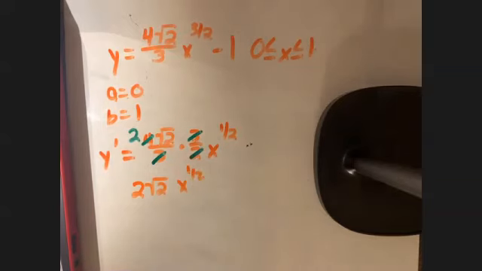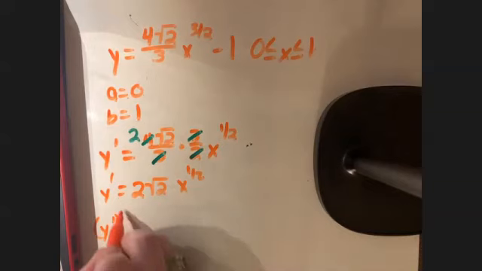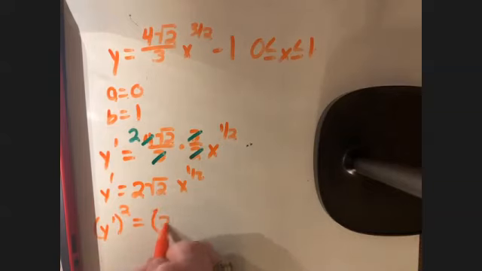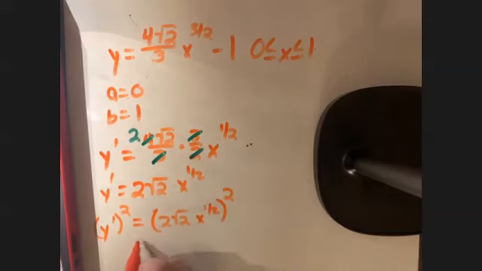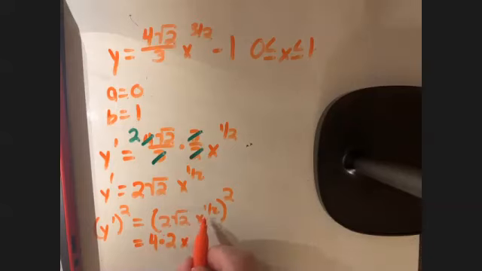Now, when we put this into the formula, we actually need to have it squared. So I'm going to do 2 square root of 2 x to the 1 half, and we're going to square that. So this is going to be 4 times 2. The 4 is here, the 2 is coming from this, and then x, because that's going to be square root of x squared. So this is 8x.